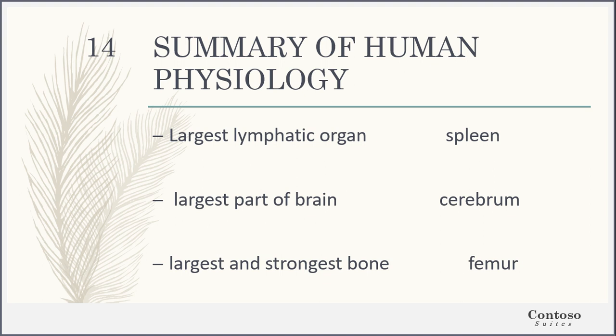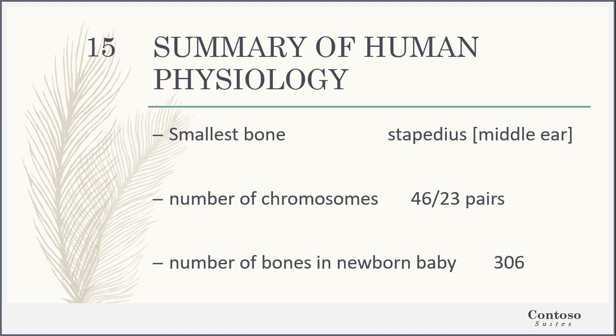Now let us move towards the next point. The largest lymphatic organ is the spleen. The largest part of the brain is the cerebrum. The largest and the strongest bone is the femur. The smallest bone is the stapedius, also known as the stapes, and it is present in the middle ear. The number of chromosomes in the human body is 46. When we consider the total number of chromosomes, there are 46. However, they are present in the form of pairs, so 46 becomes equal to 23 pairs in normal situations.